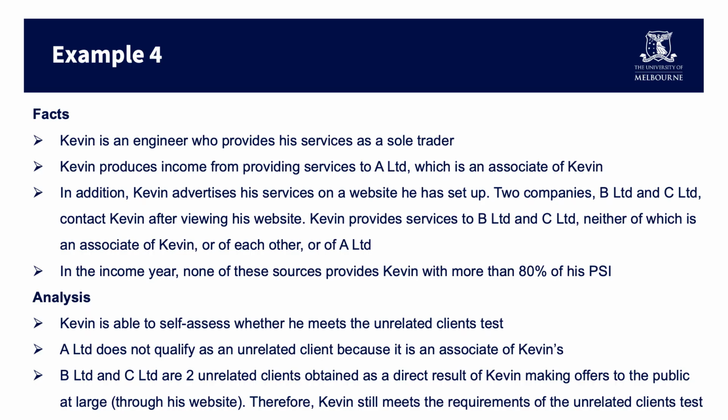And that's an example for the unrelated client test. Kevin is able to self-assess whether he meets the unrelated client test. A Limited doesn't qualify as an unrelated client because it's an associate of Kevin's, but B and C are 2 unrelated clients obtained as a direct result of Kevin making offers to the public. Therefore, Kevin still meets the requirements of the unrelated clients test.